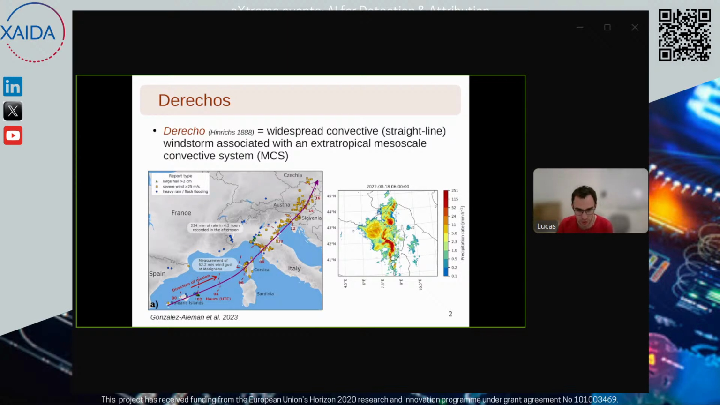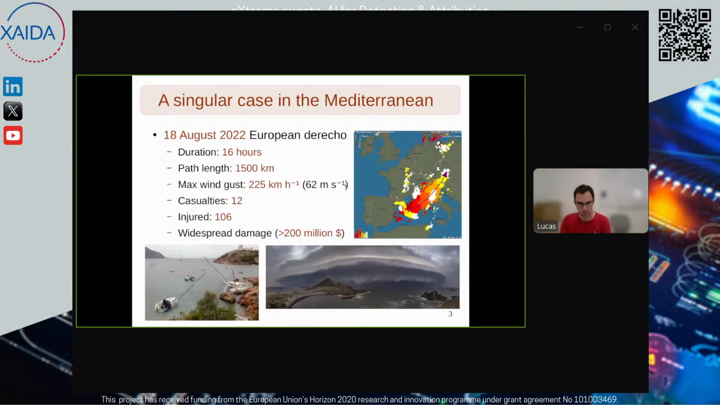The trajectory spanned about 1,500 kilometers, and the storm produced very strong wind gusts, reaching more than 200 kilometers per hour in Corsica, a record for the corresponding weather station. So those storms are very severe.